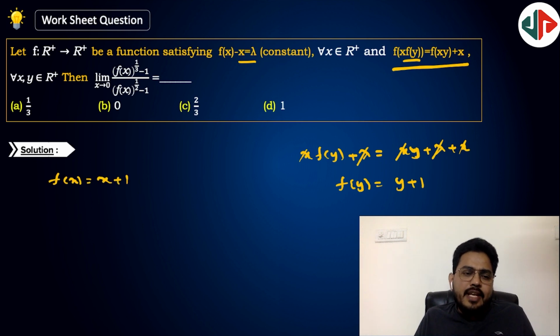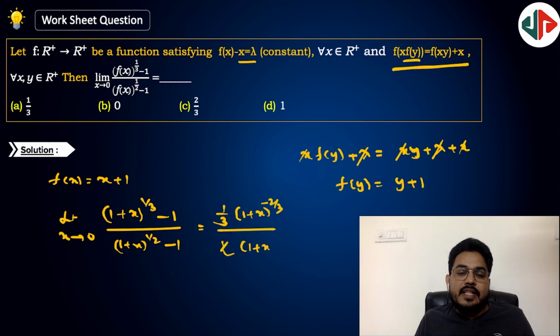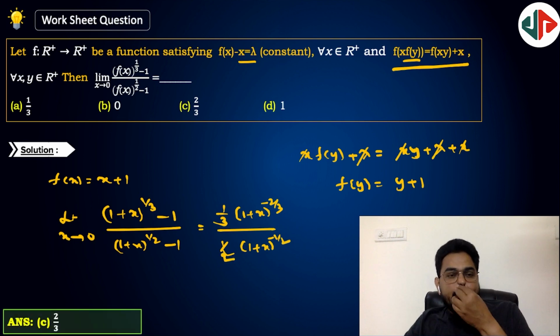So the question is, limit x tending to 0, (1 plus x) whole to the power of 1 by 3 minus 1, by (1 plus x) power 1 by 2 minus 1. Just go for the L'Hospital rule. 1 by 3 into (1 plus x) power minus 2 by 3, by 1 by 2 into (1 plus x) power minus 1 by 2. So the answer is going to be 2 by 3.